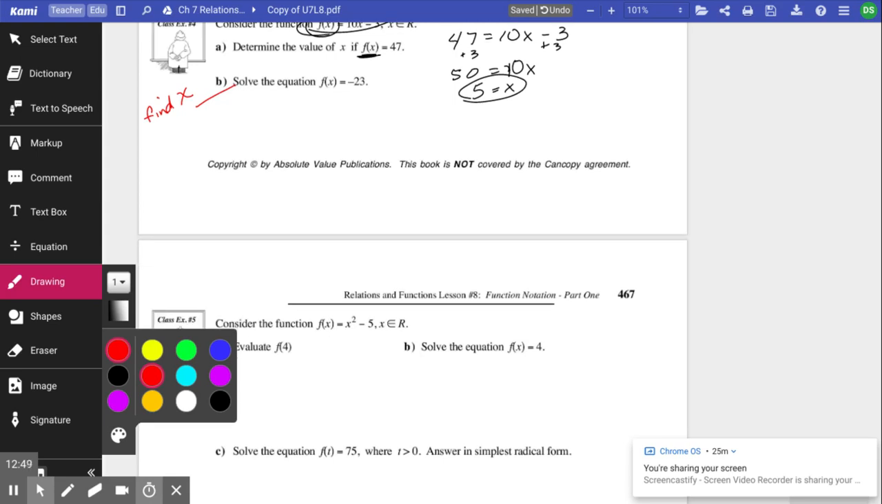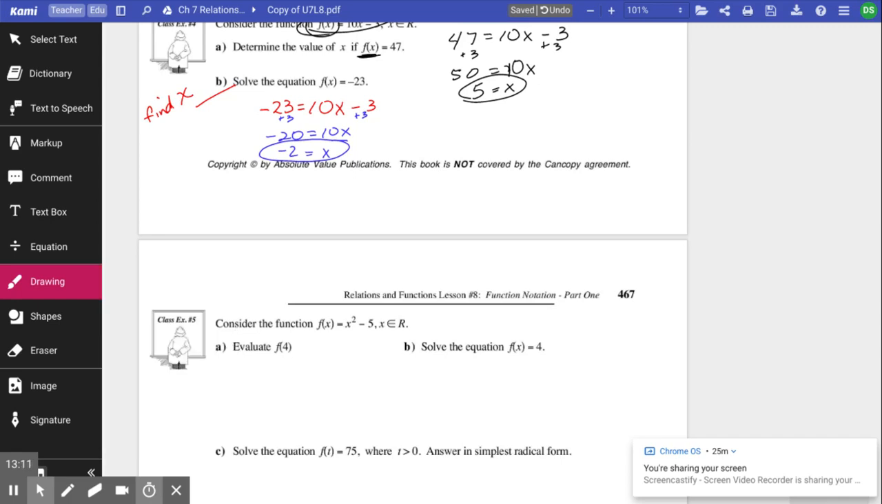So I'm going to put the negative 23 where the f of x was, because that's what it says, and do the equation. So now when I add 3, I get negative 20. Divide by 10, and x is equal to negative 2. So that is a very important difference. They're not replacing x. They want you to find the x if the actual function is equal to that.